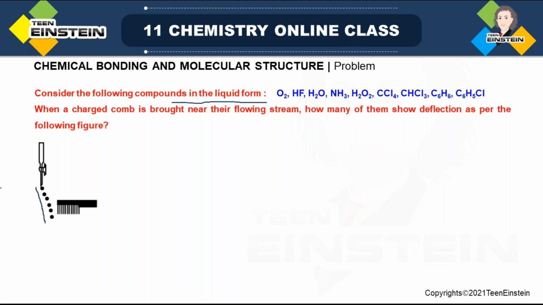These are the drops. Now you have taken a charged comb. There are electrons present, so it is negatively charged, or whatever it is, that is not important. But the charged comb is brought near the flowing stream. If the comb is not present, then the stream from the burette will be vertical. But when there is a comb, the direction will change towards the comb. Initially it was vertical, but now it will move towards the comb.